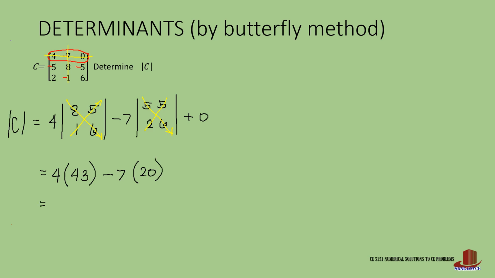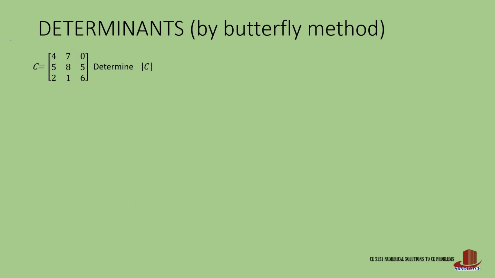Now let's work and simplify these values. So 4 times 43 is taken as 172. 7 times 20 would be 140, giving us the value of the determinant still as 32.